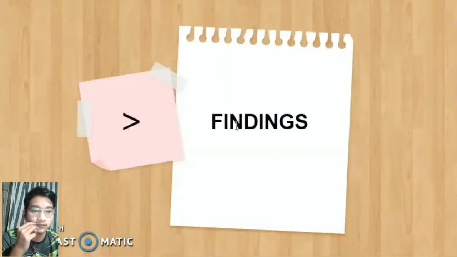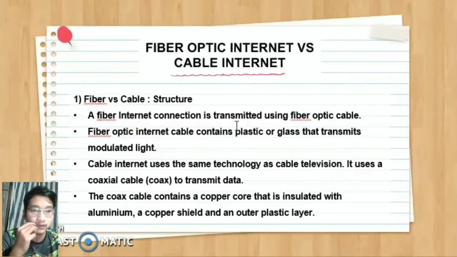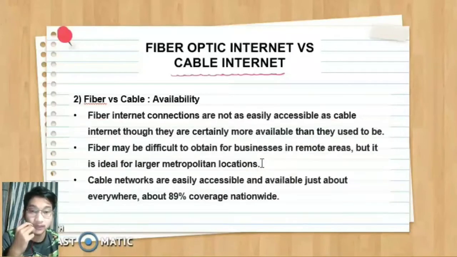Next, we turn to findings from the issues of fiber optic. Now we see fiber optic internet versus cable internet. We will see the differences between fiber optic internet and standard cable internet. Number one, we look into the structure. Fiber internet connection is transmitted using fiber optic cable, which contains plastic or glass that transmits modulated light. Cable internet, by contrast, uses the same technology as cable television. It uses a coaxial cable to transmit data. This cable contains a copper core that is insulated with aluminium, a copper shield, and an outer plastic layer.